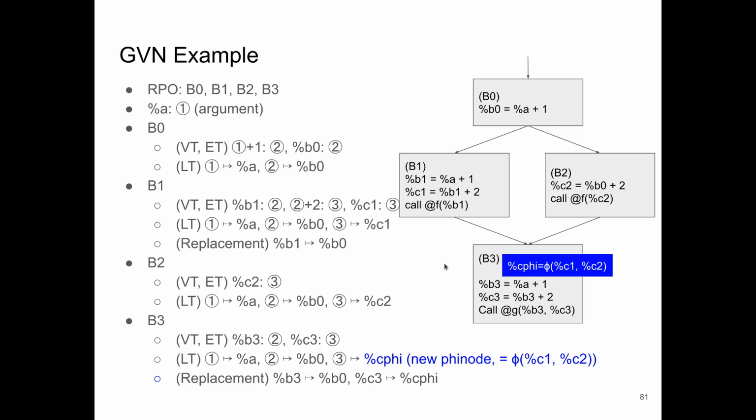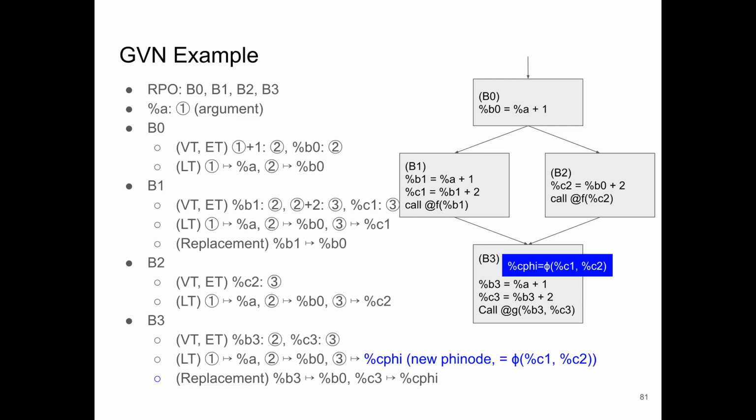It is not calculated afterwards. B1 is also not calculated. As a result, B1 is replaced with B0, and B3 is replaced with B0. So B3 here becomes B0, and B1 here becomes B0. And C3 here should be replaced with C5. So that's basically the GVN algorithm for this example.